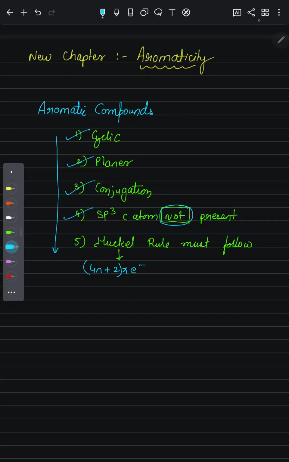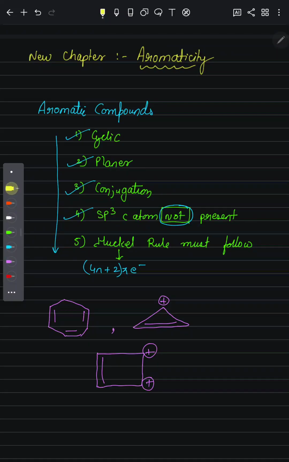Let's see some examples. As you can see in this example, 3 pi bonds are present. It is a cyclic compound, and it is planar also. It has conjugation, but one sp3 carbon is present here, so it is non-aromatic.